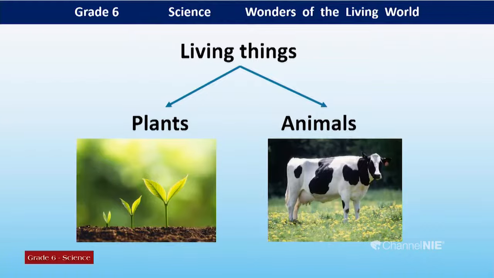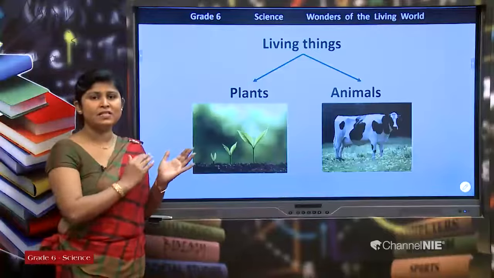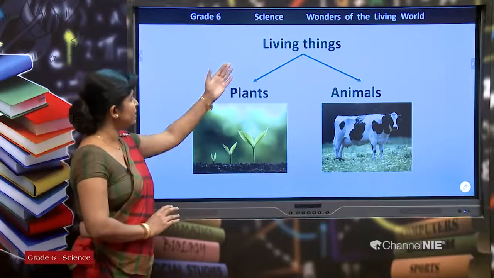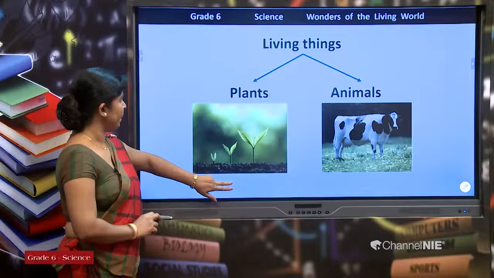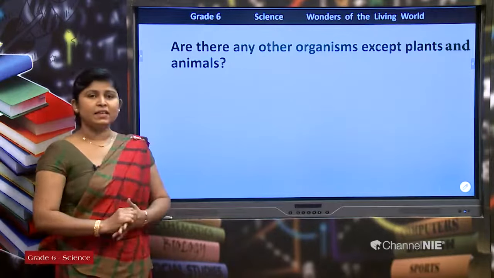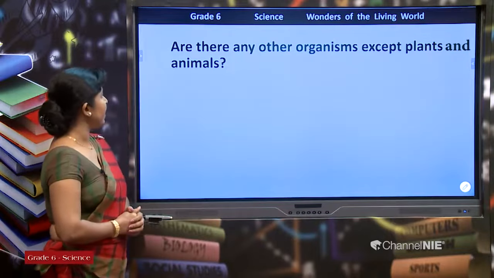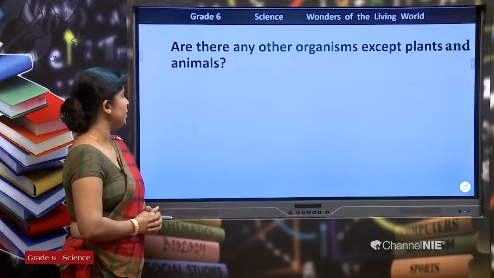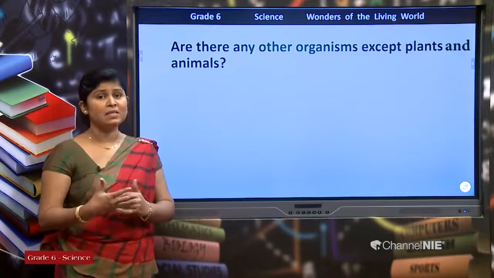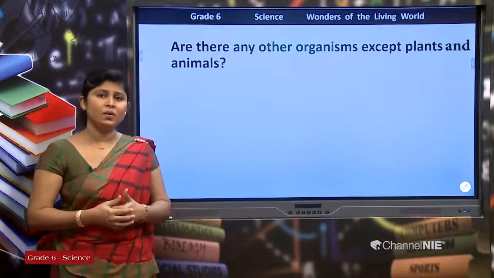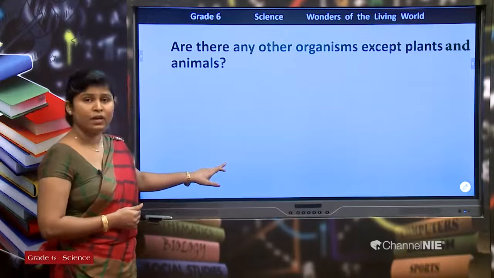Right. Look at the diagram given on the screen. Then what I taught you is well summarized on the screen in this way. Living things can be divided as plants and animals. Right. Yes. Here is a question. Let us read the question first. Are there any other organisms except plants and animals? In our environment, the plants and animals are living together. Yes, there are. What is that kind of organisms? We will see.